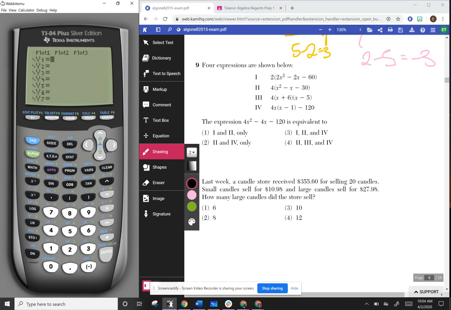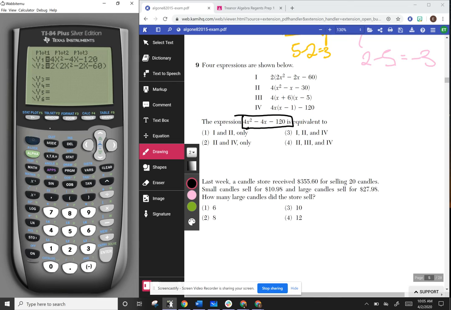So start with y1, your original. So I'm starting here. 4x squared minus 4x minus 120. And now in y2, you're going to put each option. So for the first one, we got 2 times 2x squared minus 2x minus 60.